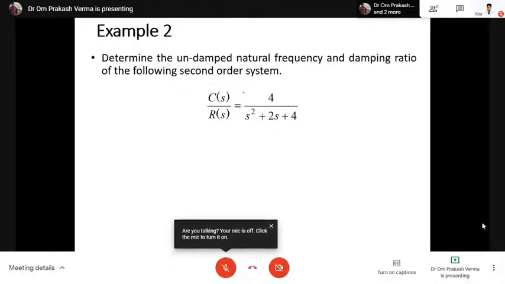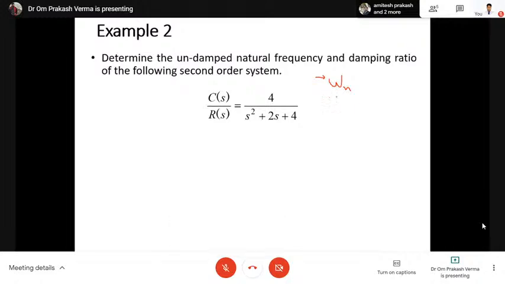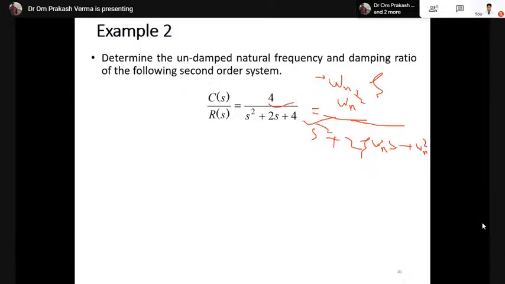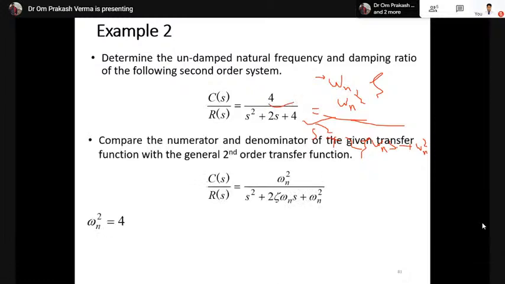Now, this is one example we have taken: determine the undamped natural frequency and damping ratio. For your better understanding, I have taken one example where we have to calculate omega n and zeta. You know the standard equation is omega n square upon s square plus 2 zeta omega n s plus omega n square. So you can compare this equation with this, and you can find out the values.